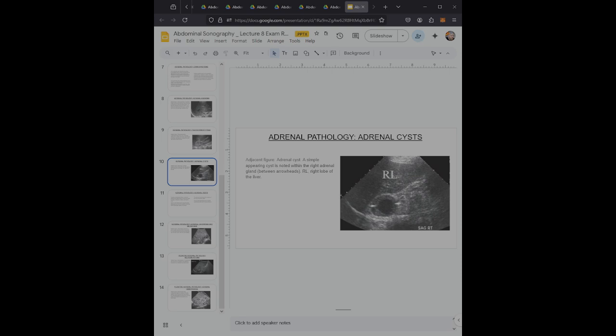Adrenal cysts may be noted in the area of the adrenal gland and can be difficult to separate from the liver or the spleen. However, they can have a rim of calcification, and so sonographically there would be an anechoic round structure with some acoustic enhancement and a rim of calcification. In this adrenal cyst, it is noted within the right adrenal gland, and it has an echogenic rim, and it is anechoic and round, with some acoustic enhancement.